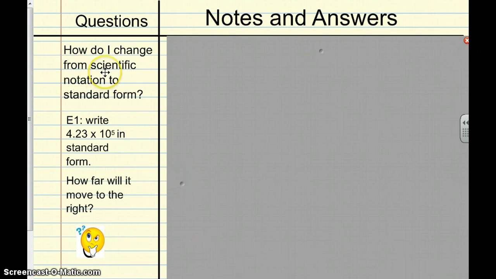How do I change from scientific notation to standard form? I'm going to pause the video here, and I'm going to make that a separate video clip, and you'll probably watch that next.